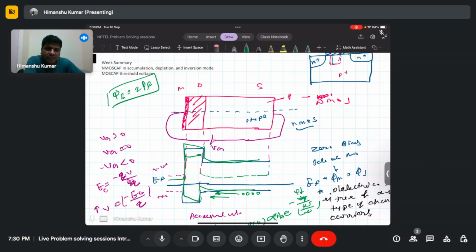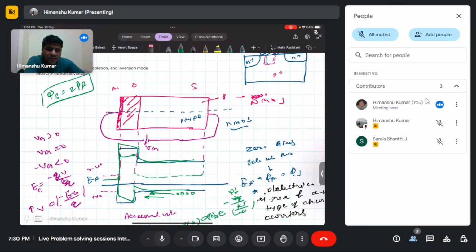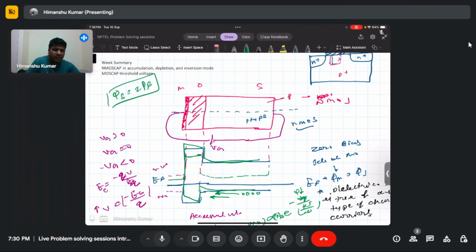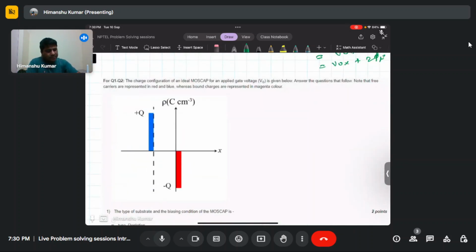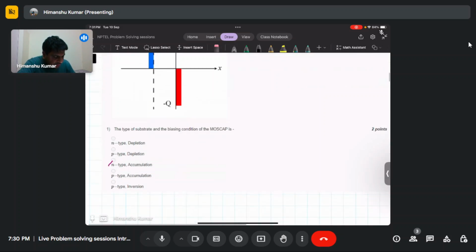So we will start the session. We'll solve some problems related to this week's content on MOSCAP. So let's start those problems. The first problem says the charge configuration of the ideal MOSCAP for an applied gate voltage VG is given below. Answer the question that follows. Note that the free carriers are represented in red and blue, and the bound charges are represented in magenta color. The question: the type of substrate and the biasing condition of the MOSFET is?